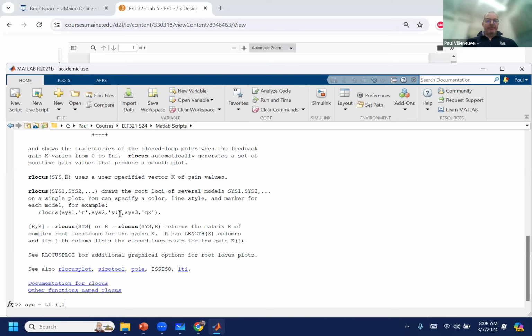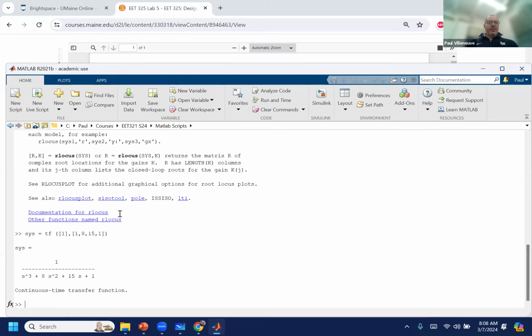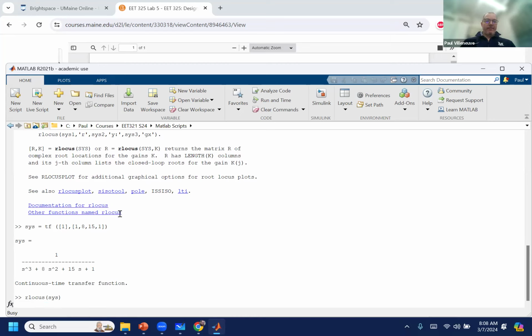So when you do your transfer function, what was your transfer function? A over, and I'm just going to put a 1, that's S plus A. Hold on. S cubed. That's A squared. Then S, then K. So that's my transfer function. So now if I do my root locus, actually, I want the root locus plot. It does it here as well with just rlocus.